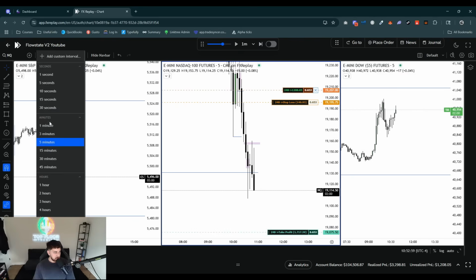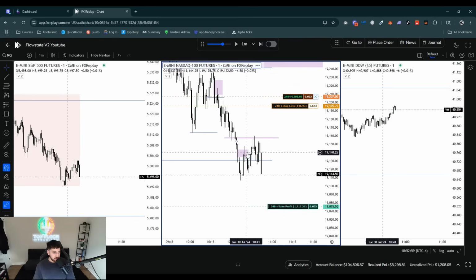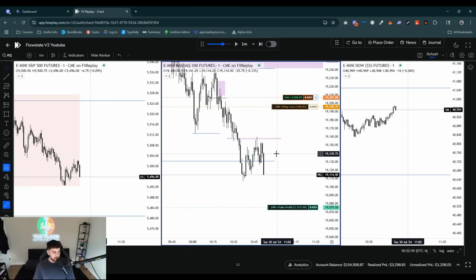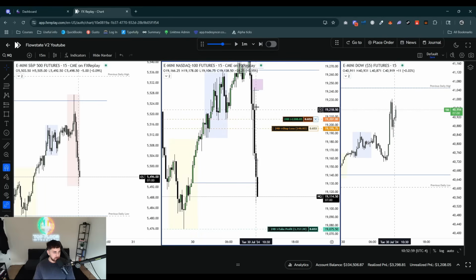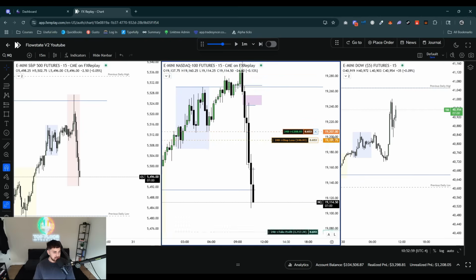Okay, there we go. Let's go back to the 1 minute. Okay, so we inverse that fair value gap, but we respected the 5 minute. Let me go to the 15 really quick just to see what that looks like. Okay, no fair value gaps besides the one up there. But you guys see what I mean here?